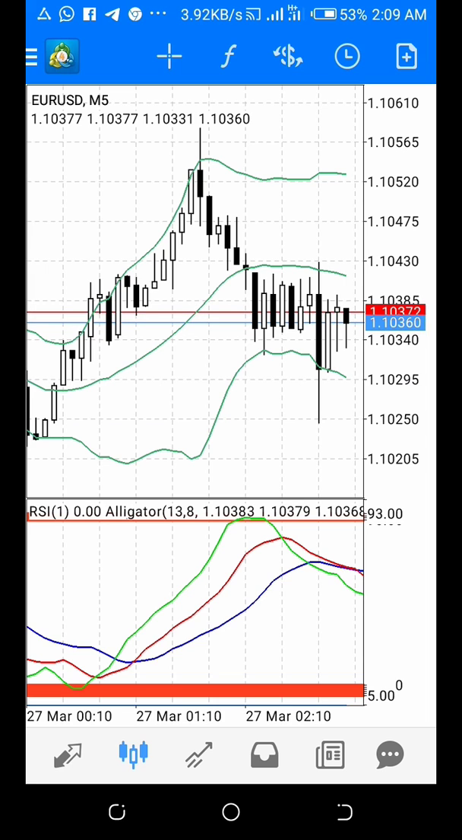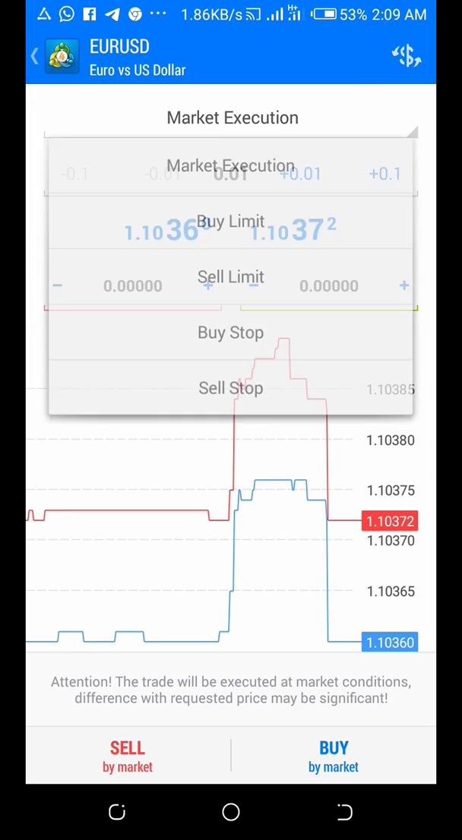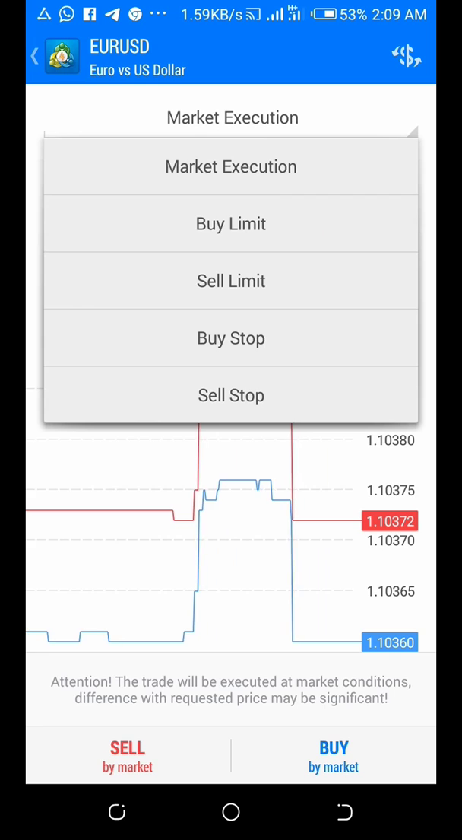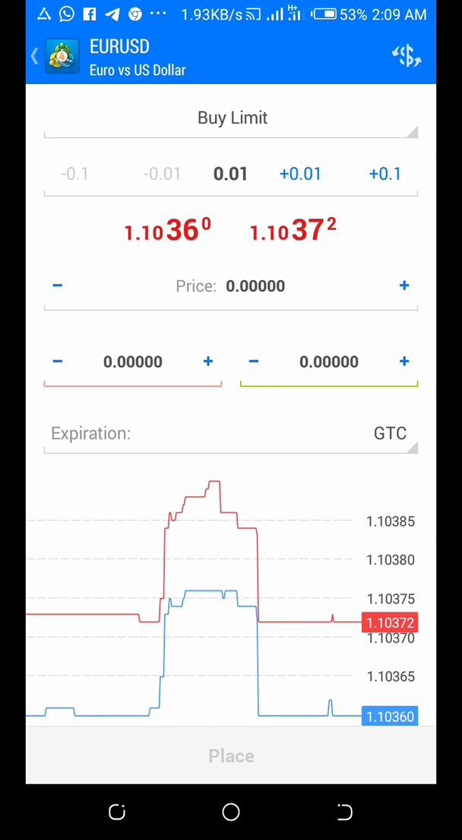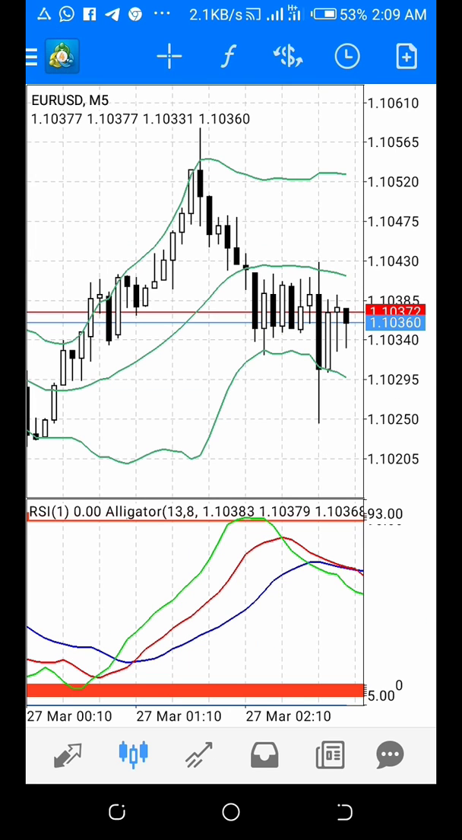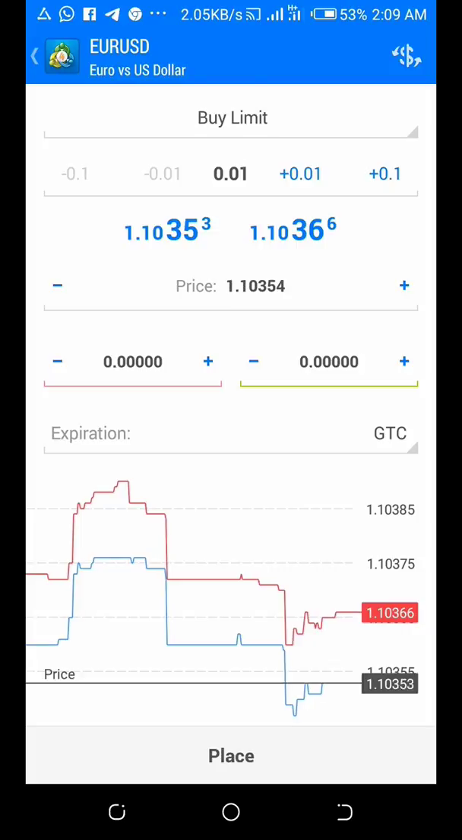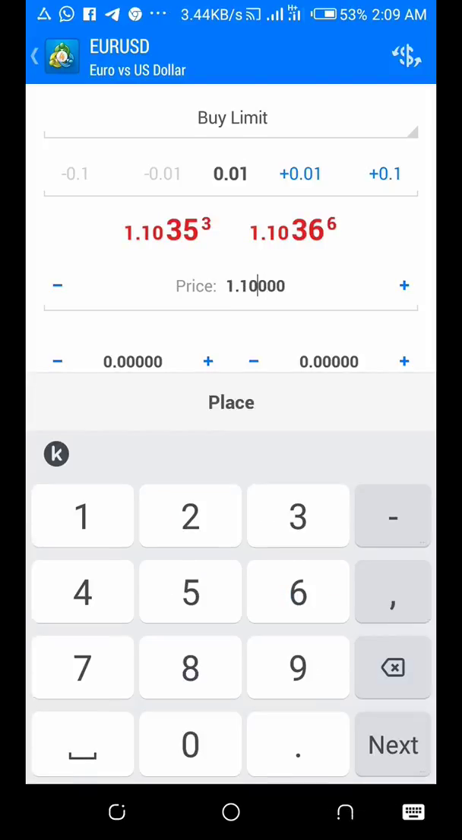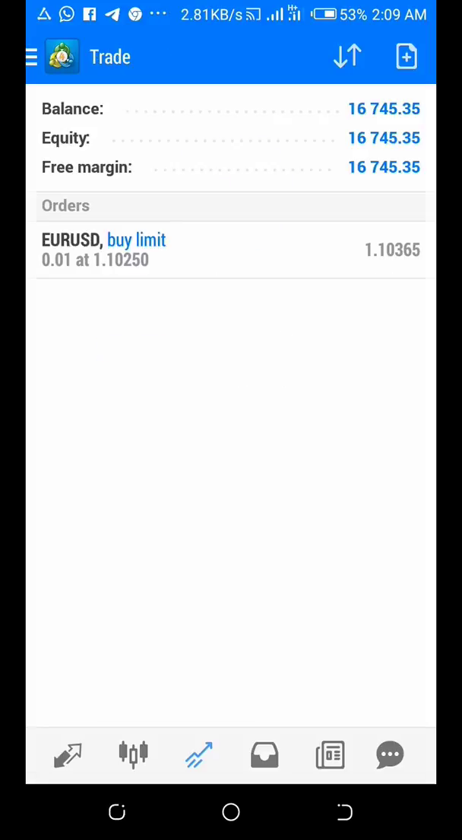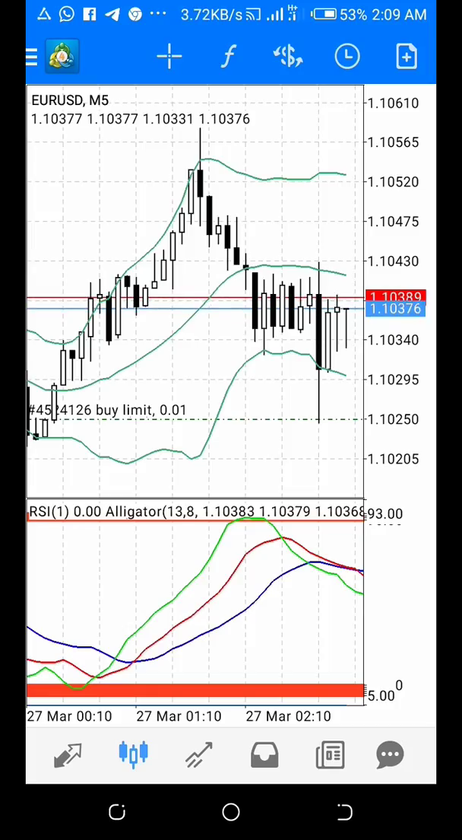So I will send a pending order. I will set a buy limit so that when my trade gets to 1.10250, the price here is 1.10250. This is it. That's the function of buy limit. My order will immediately activate itself when the price gets to that particular point. So that's how we make use of buy limit.